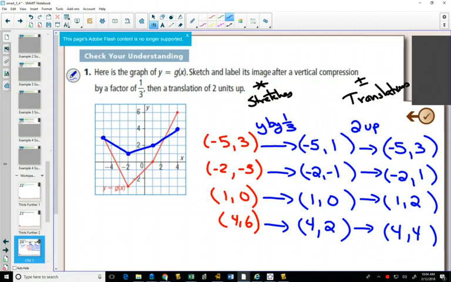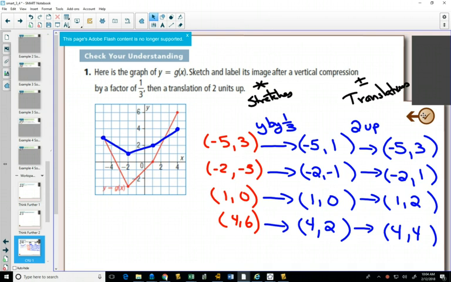Now imagine our original red graph. Imagine it being squished towards the x-axis first by 1/3, and then translated 2 units up. Does that seem to match with our final graph? So that's sort of a mental check that we do at the end. Do things match up with what we see?